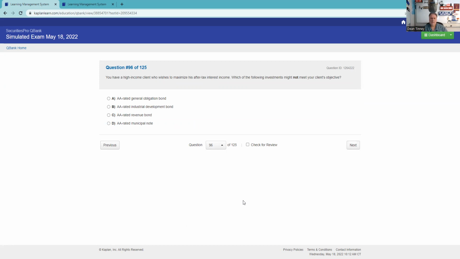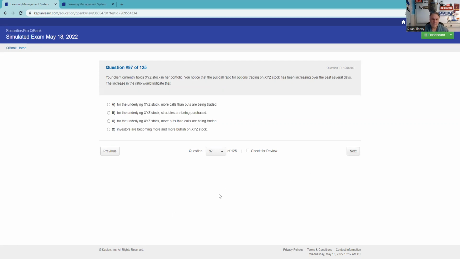You have a high income client who wishes to maximize his after-tax interest income, which of the following may not meet your client's investment objectives. So I'm immediately thinking muni bond, but now I look and all of these are muni bonds, except one. Might not be. I would know a municipal note is short term, and so I'm going to go for that because I would expect the bonds to pay more than the municipal note. And they're saying maximize after tax. So that's what I'm going to go with. Let's see if I get that right. I'm pretty sure that's the right answer. By the way, I'm also using the Sesame Street trick. One of these things is not like the other.